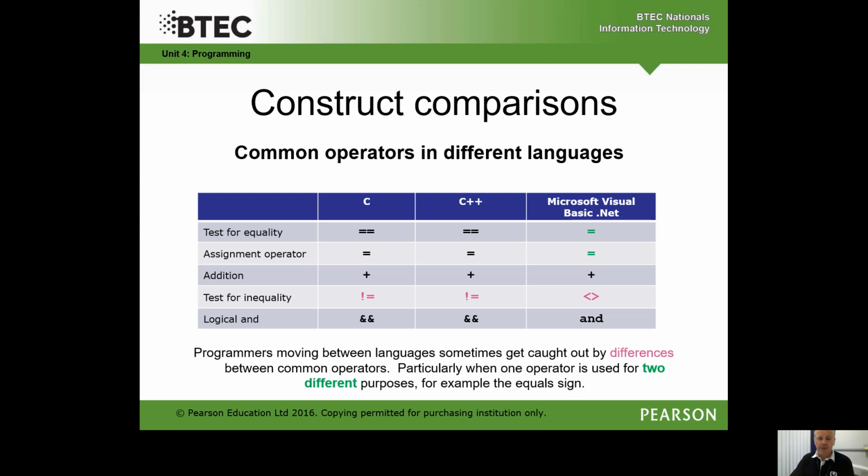Addition is similar across different languages. Test for inequality is different in C and C++, uses an exclamation mark and an equal sign. Visual Basic, it's less than and greater than, so that means not equal to. And logical operators in C and C++ use the ampersand and together, and Visual Basic uses the word and lowercase. So you can see again with logical operators, it's about getting to know the language and just making sure what constructs are used.